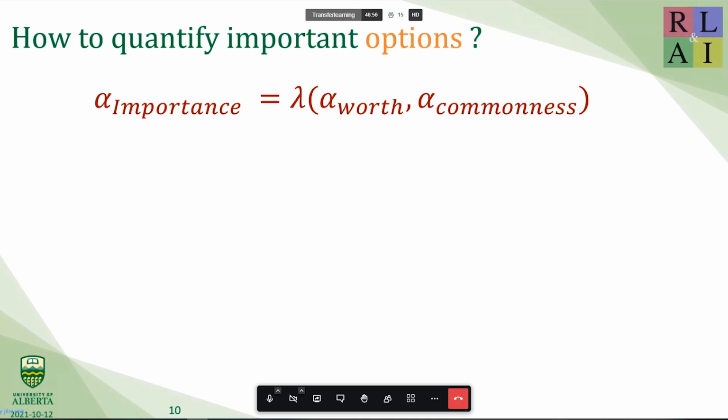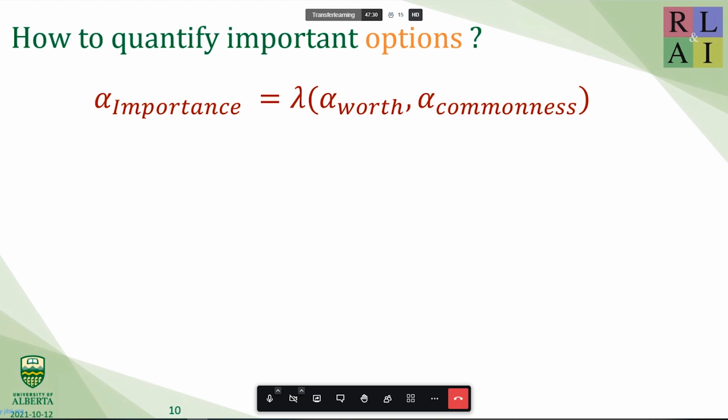Well, my idea was that the importance of an option, whatever it was, should be a function of some kind of worth and some kind of commonness. Because if you think about chess, for example, you could have a very good move, or a very good set of moves, but if you can never use it, it is not that important. On the opposite, if you have a set of moves that is not that great, but is very, very common, it might be important as well.